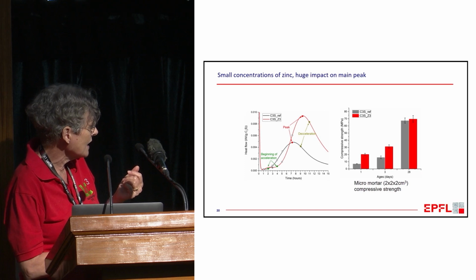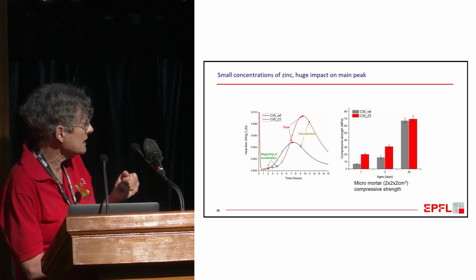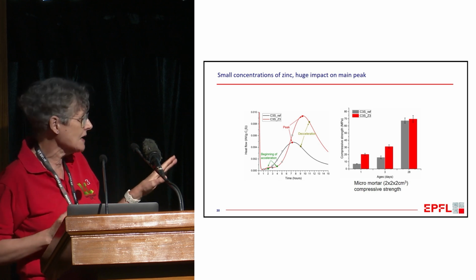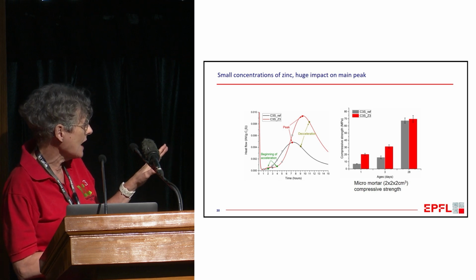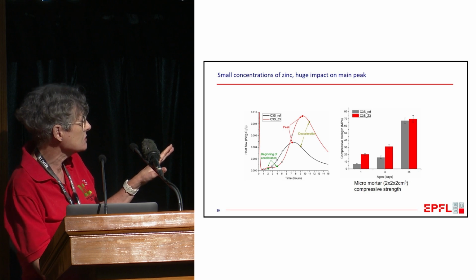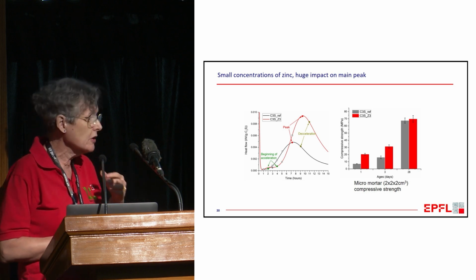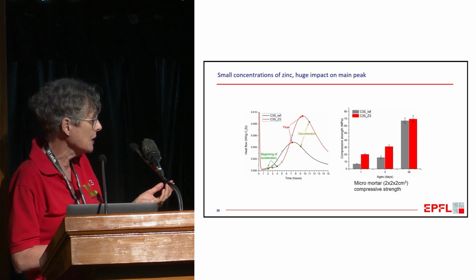And this is A-light containing just 3% zinc. And you can see the dramatic effect that has. In fact, it slows down the reaction at the beginning. But once the reaction starts, you see it goes much, much further. You get 2 or 3 times as much reaction in the main hydration peak.